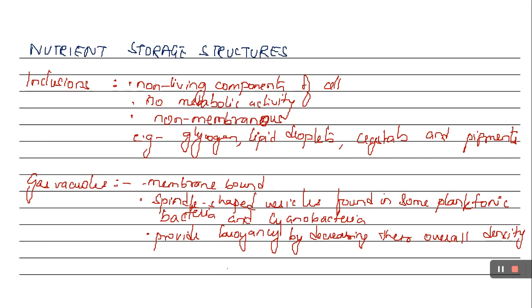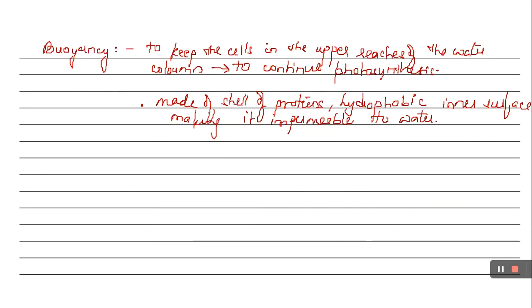So why is buoyancy needed? To keep the cells in the upper layer of the water column and to continue photosynthesis. When they are in the upper layer, they continue photosynthesis by taking up sunlight directly. These vesicles are made up of a shell of proteins which have high hydrophobicity towards their inner surface, making them impermeable to water.